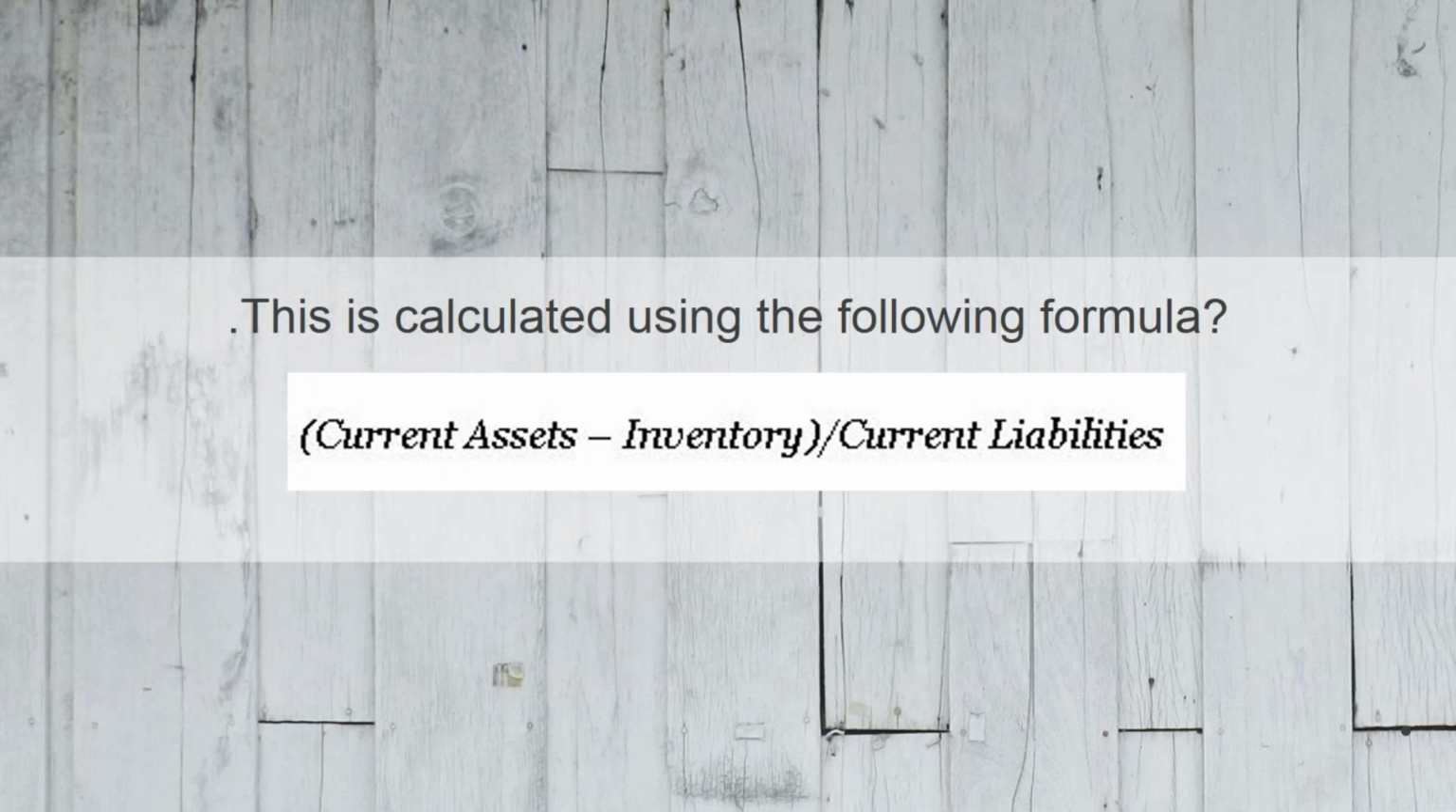This is calculated using the following formula: liquidity ratio equals current assets minus inventory, divided by current liabilities. This is the formula for the liquidity ratio.